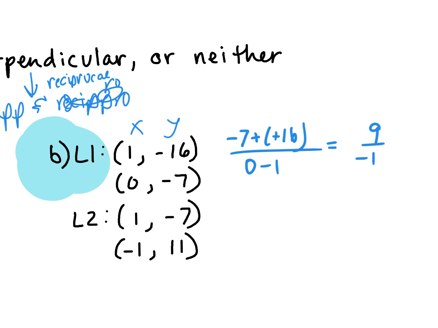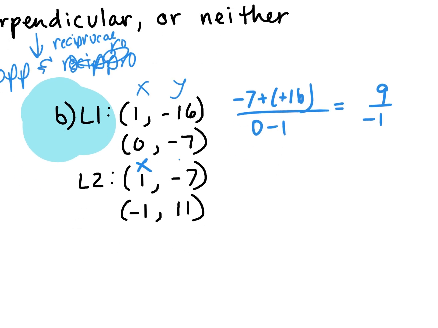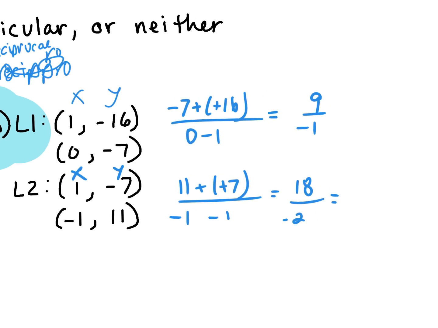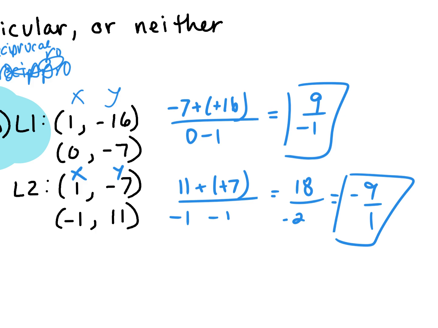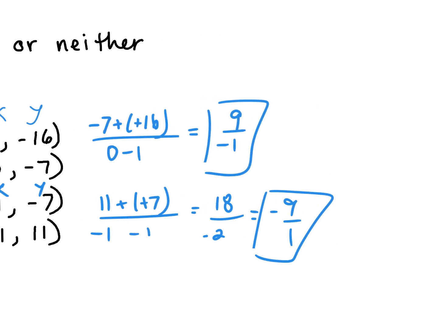Okay. So now I'm going to do the same thing here. Here's my x, here's my y. So I'm going to say 11 minus -7 over -1 minus 1. What's 11 minus a -7? Same thing as plus, right? So 18 over -2. What does that simplify to? -9 over 1. Now at this point, guys, these are the two slopes. Are those two things exactly the same? Yes. So these lines are parallel.